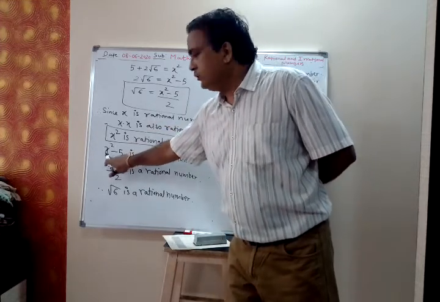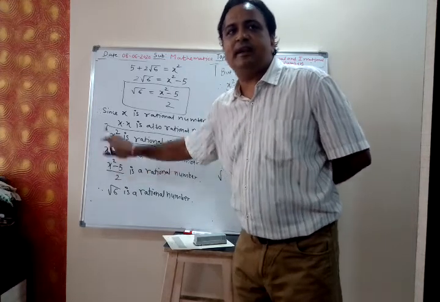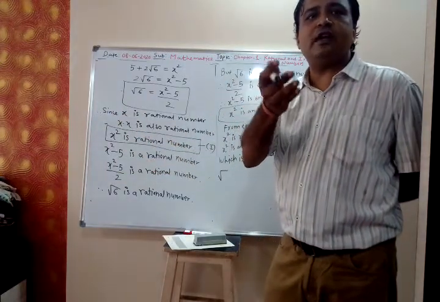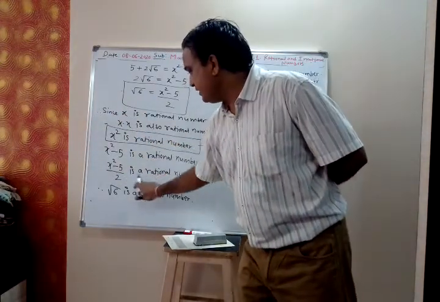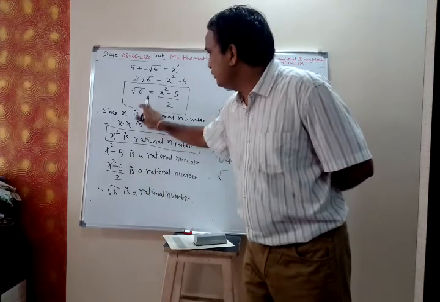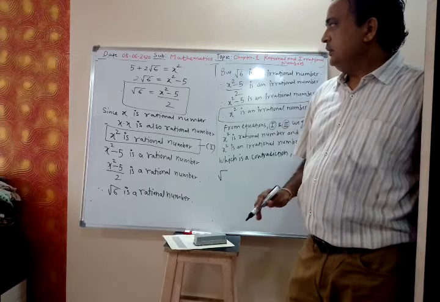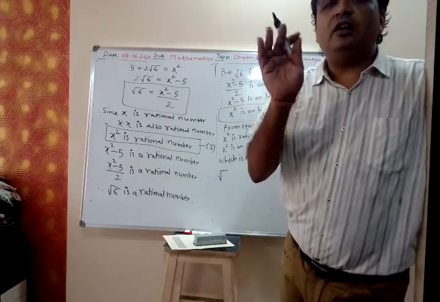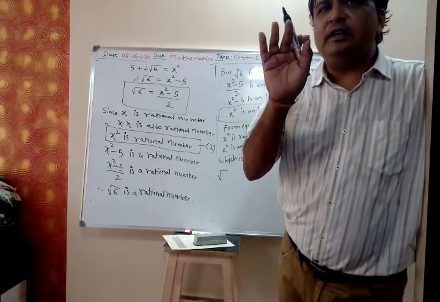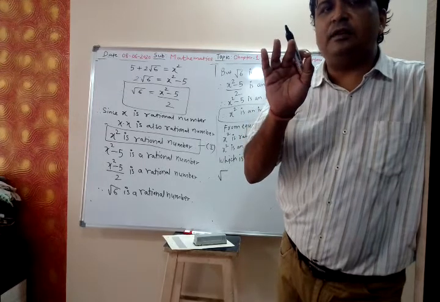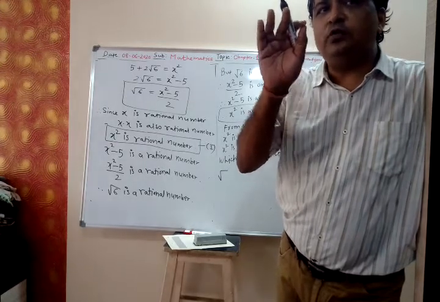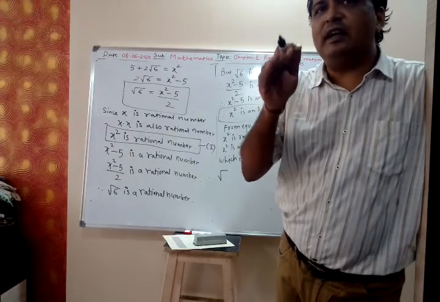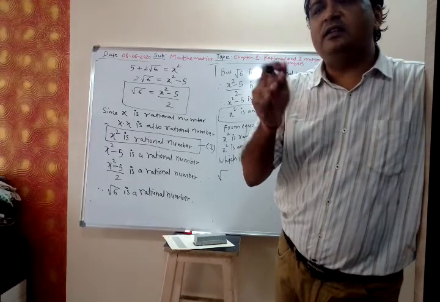x square is rational, 5 is rational, so x square minus 5 is rational. x square minus 5, divided by 2, is also rational. So p by q is also rational. Sir, are all the even numbers rational? Not all even numbers are rational. A number which can be written in the form of p by q is a rational number. For example, 2 I can write as 2 upon 1, so 2 is a rational number. 5 I can write as 5 upon 1, so 5 is rational. 2 by 3 is rational.